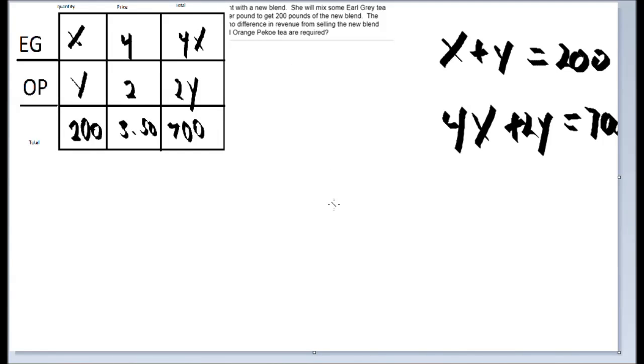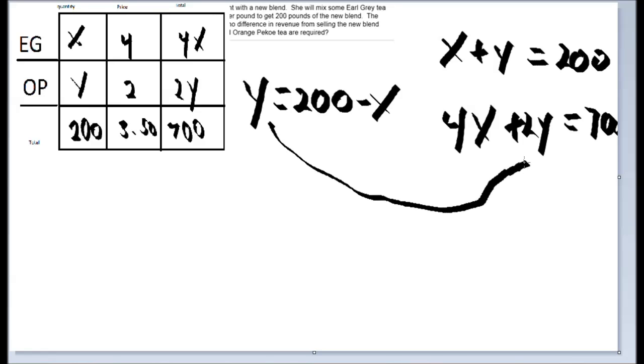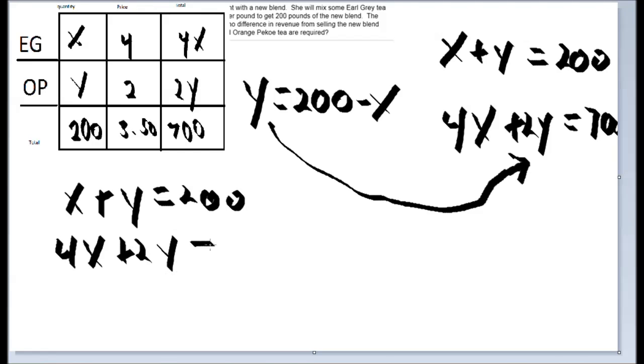Alright, and to solve this system of equations over here, there's a couple of different ways. You could actually say that y is equal to 200 minus x, and then substitute that y into this y right there and use the substitution method. I prefer to use the elimination method. x plus y equals 200. Then we have 4x plus 2y is equal to 700.